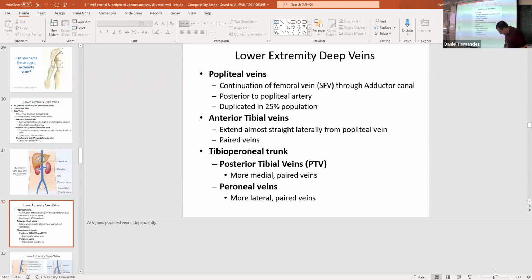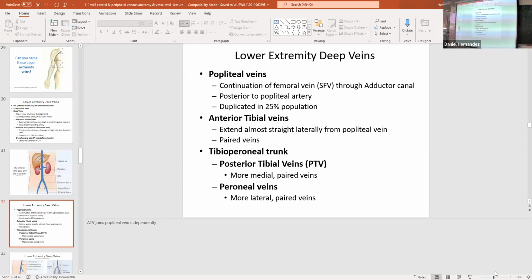So popliteal vein courses behind the knee. Once we get into the calf, that popliteal vein splits into the anterior tibial vein. So I just kind of wrote here ATA is the most lateral. So again, anatomical orientation, patients kind of like that. So the most lateral is going to be your anterior tibial veins. Most medial, if the foot is turned out, is going to be your posterior tibial veins. And then the peroneal veins are in between the two.